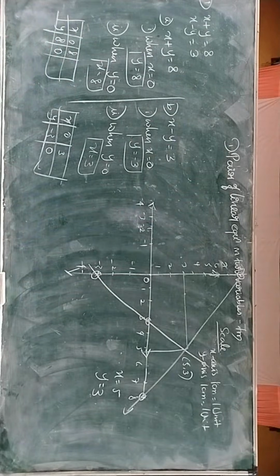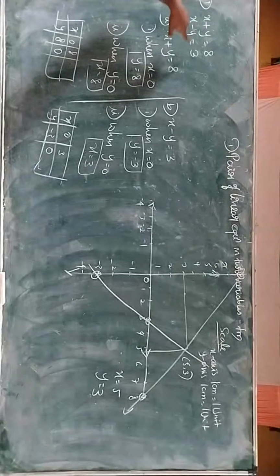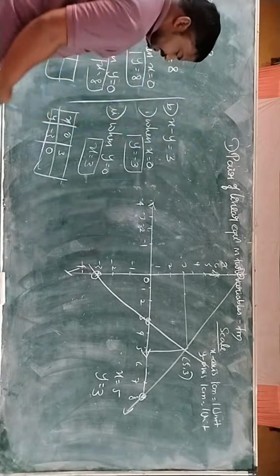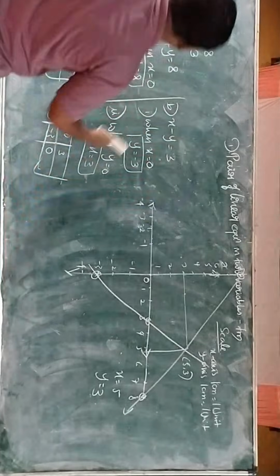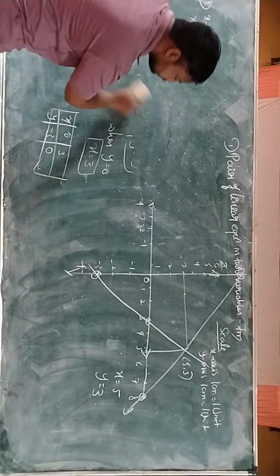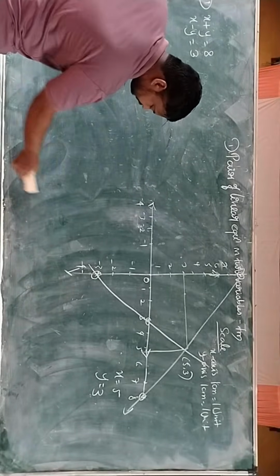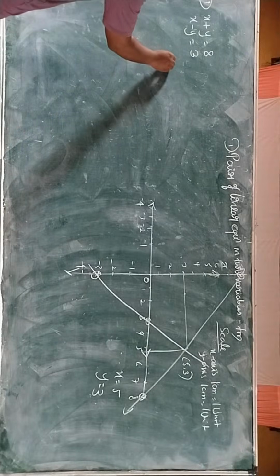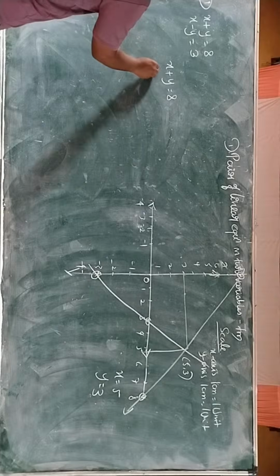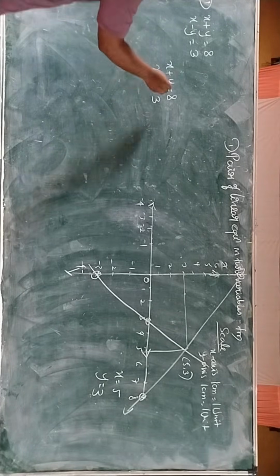Okay. So the next is elimination method. Same example we can take. x plus y is equal to 8 and x minus y is equal to 3. See here, x plus y is equal to 8, we can call it as equation number 1. And x minus y is equal to 3.